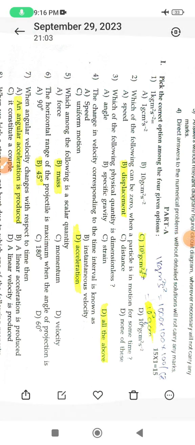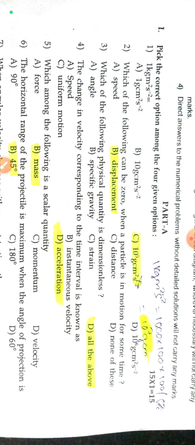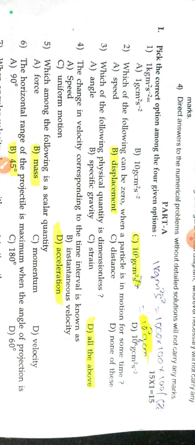They are asking how much 1 kg meter square per second square is equal to. Option A is 1 gram centimeter square per second, B is 10 gram centimeter square, C is 10 raised to minus 5 gram per centimeter square, and D is 10 raised to 6 gram centimeter square per second square. Now see how to solve this one.